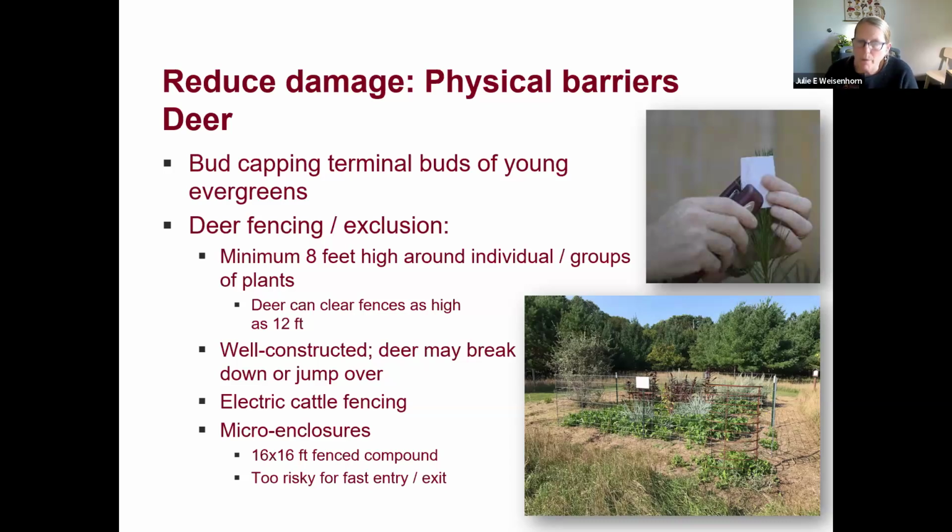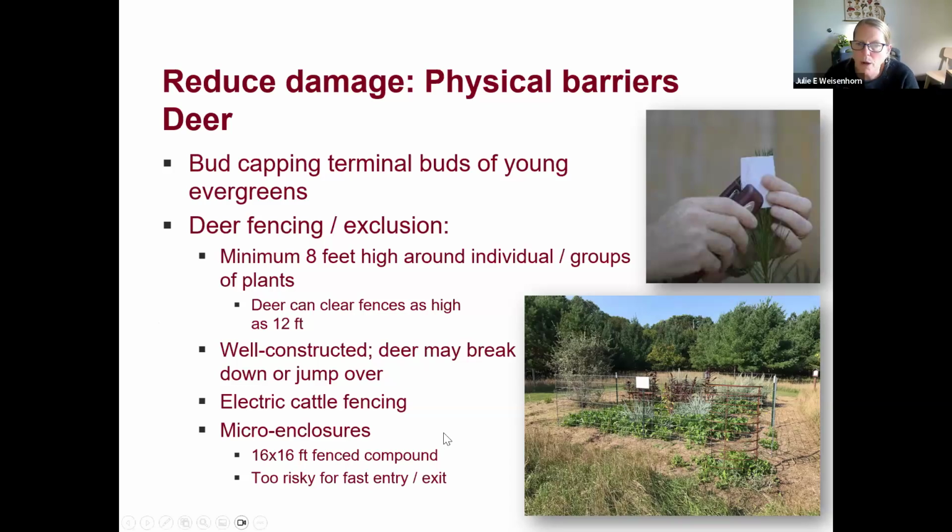You want to exclude them from an area. The minimum should be 8 feet high around individual or groups of plants. So if you have a yellow birch, we have one out here at the Arboretum right out my window, and we have a big fence around that. It's reinforced with rebar. It's also buried down in the ground a little bit, and that's 8 feet tall. So that will protect the tree from any deer jumping into that fence because it's small, but also they can't reach the tops of the trees. So that tree stays really well protected through the winter.